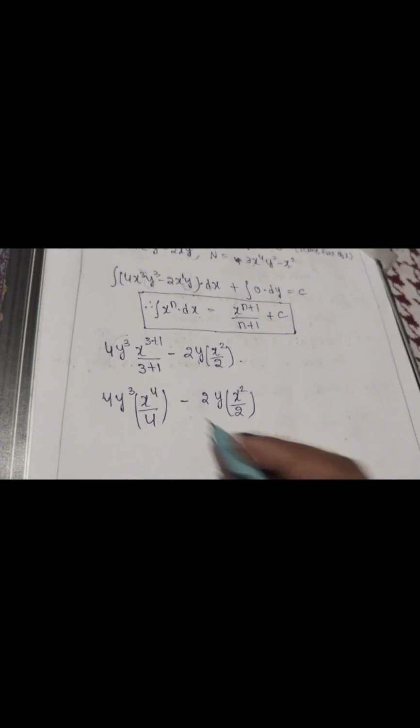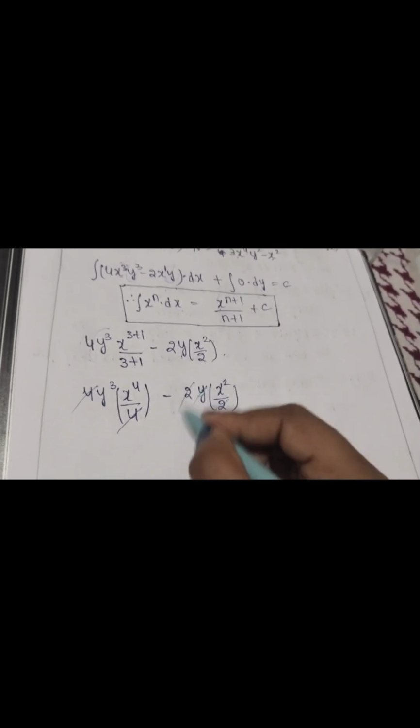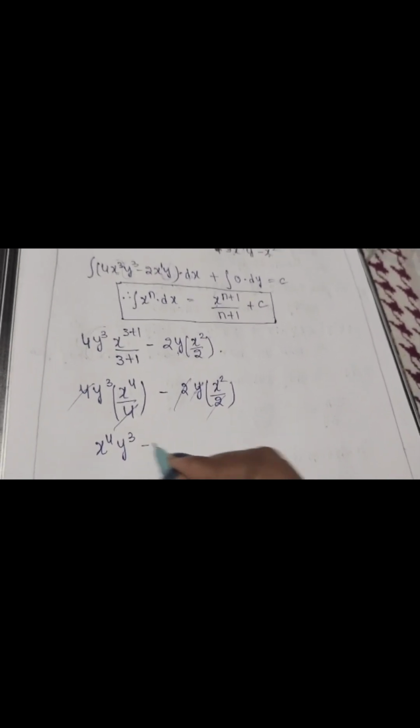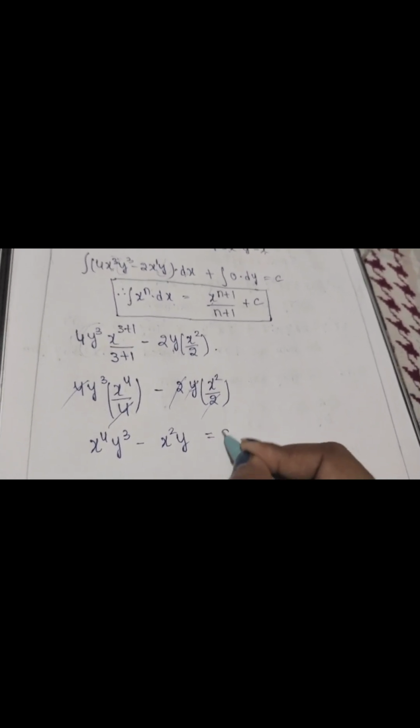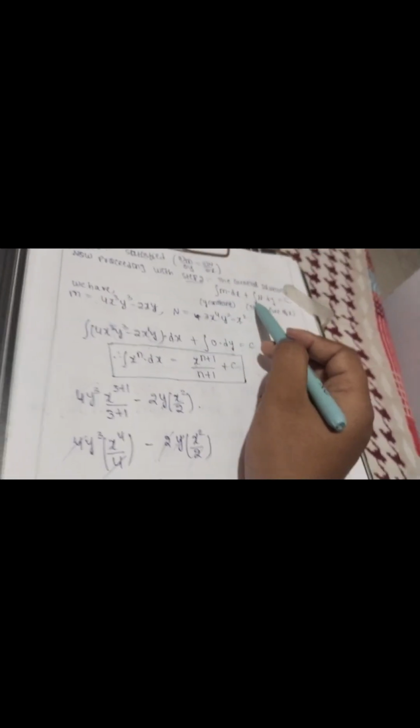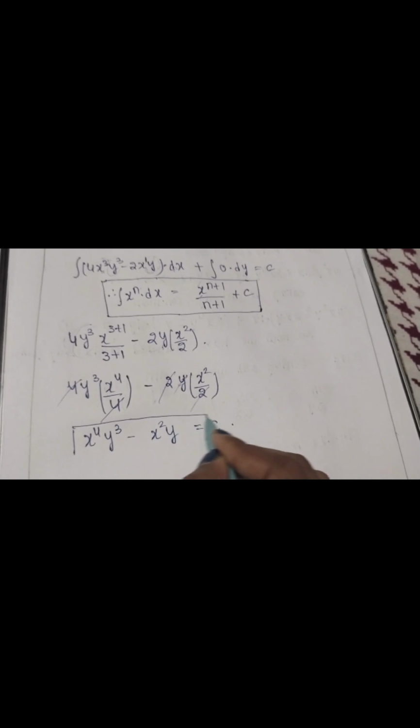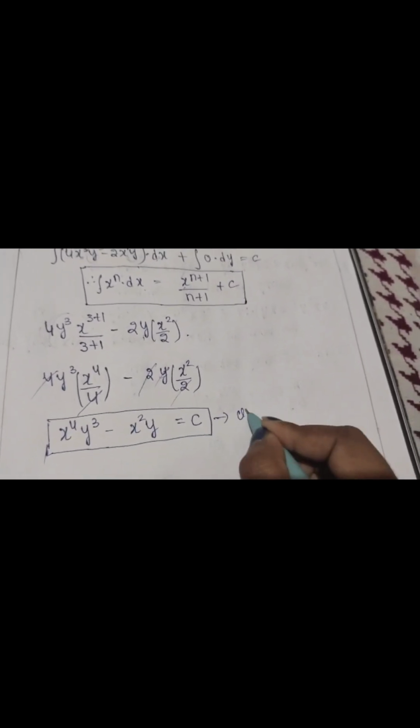So now the simple thing, the cancellation part. Sorry, it's not the thing which is cancelled. x power 4 y cube minus x square y equals c. As the general formula contains equals c, we put equals c here. This is the general solution we get. This is our answer.